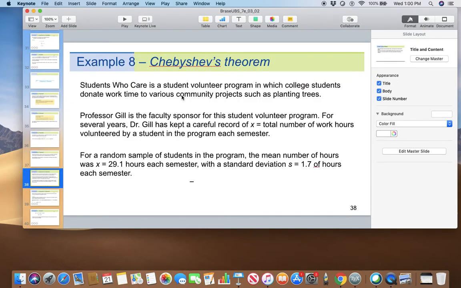Next, Students Who Care is a student volunteer program in which college students donate work time to various community projects such as planting trees. Professor Gill is the faculty sponsor for this student volunteer program. For several years, Dr. Gill has kept a careful record of x, the total number of work hours volunteered by a student in the program. For a random sample of students in the program, the mean is 29.1 hours each semester, with a standard deviation of 1.7 hours each semester.